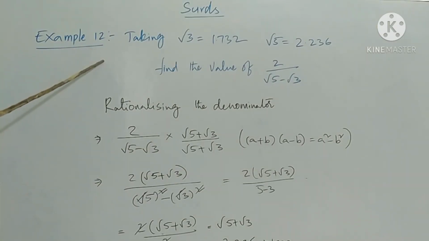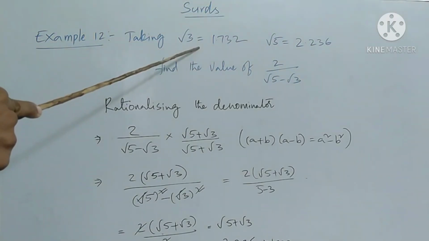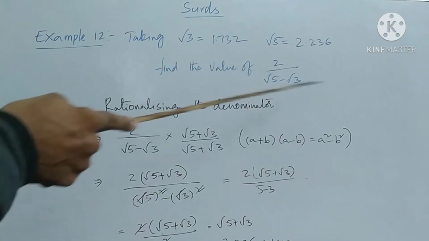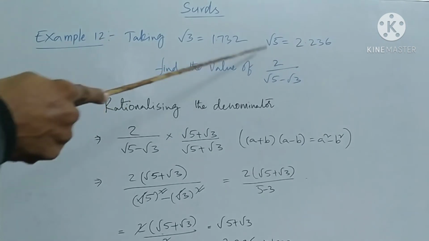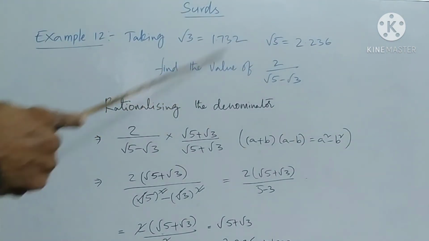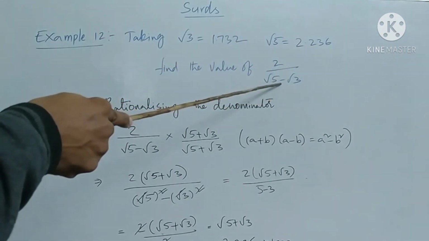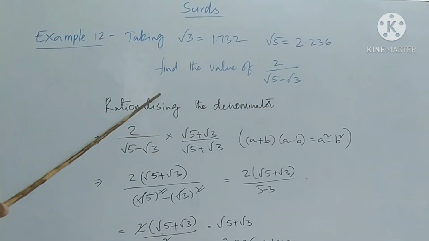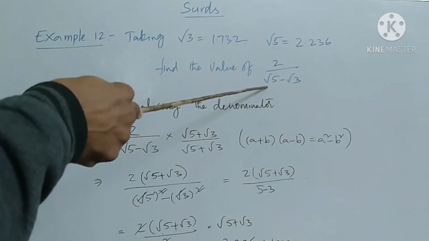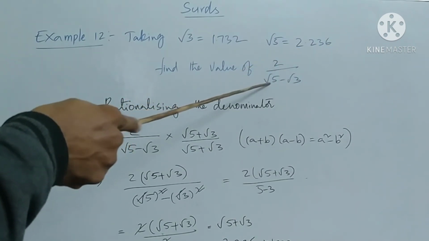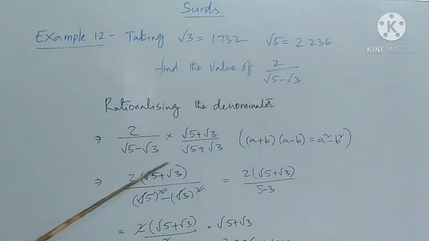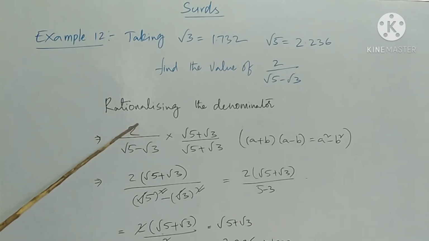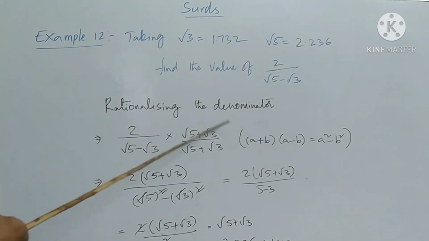Example 12. Taking root 3 value as 1.732 and root 5 as 2.236, find the value of 2 by (root 5 minus root 3). So by rationalizing the denominator, here the rationalizing factor is root 5 plus root 3. Multiply numerator and denominator with root 5 plus root 3.